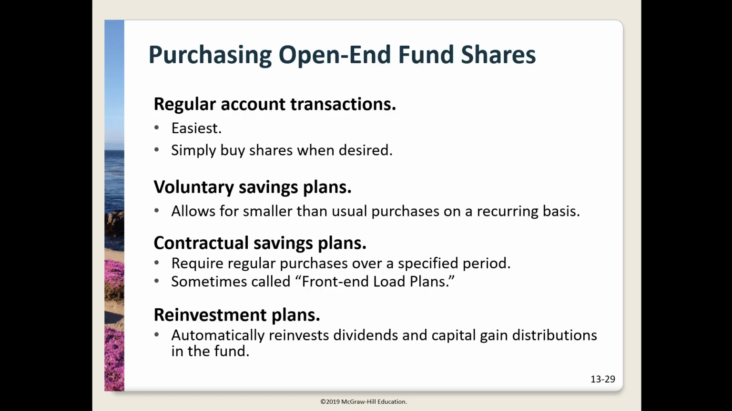With open-end funds, there are several ways to invest. Regular transactions, just buy shares when you want to. Voluntary plans, you can set up a recurring purchase plan. Contractual plans, basically plans that specify the number or amount of purchases to be made over a certain time. And reinvestment plans, much like DRIPs, dividends and distributions from the fund are automatically reinvested in the fund shares.